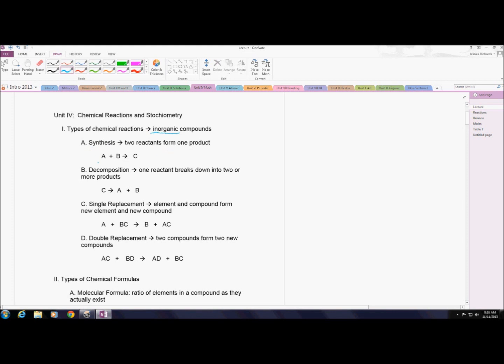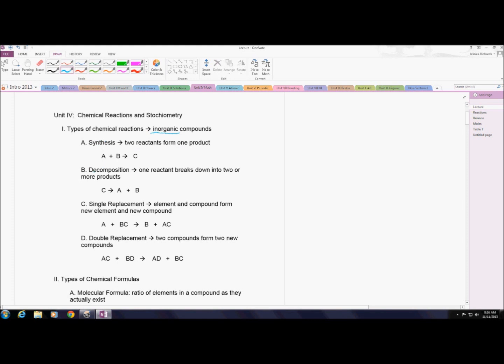This is the general formula for it. A plus B yields C. So one part plus another. They could be 2 elements, they could be 2 compounds, they could be an element and a compound. But the key is that they join together to make just one product. So 2 reactants, 1 product, synthesis.